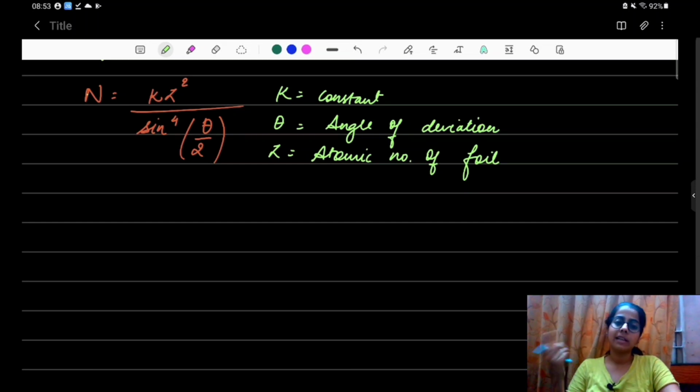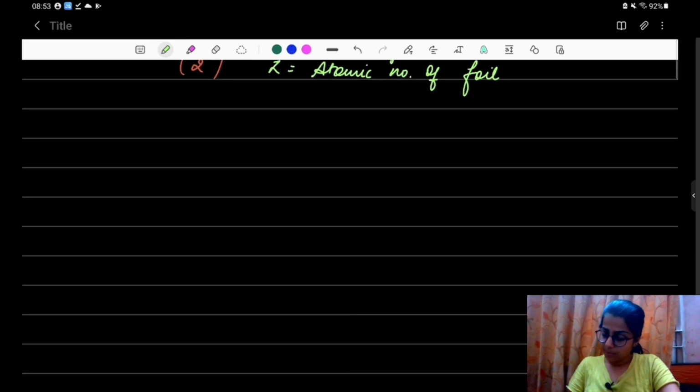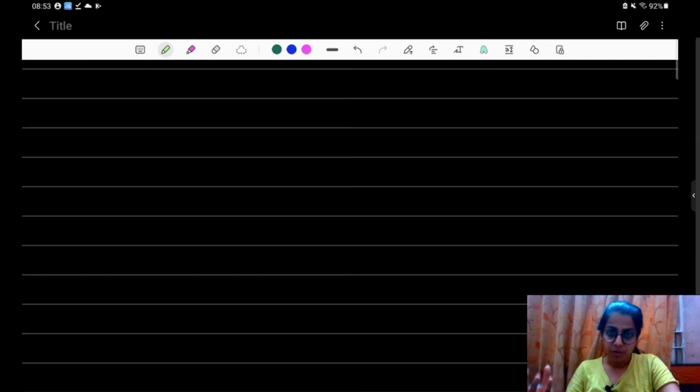So the more the atomic number, the more will be the scattering of alpha particles. So this is gold. Apart from gold, the foil can be of different materials. In that case, the number of alpha particles which scatter will be different. Now based on these observations, we will understand what conclusions Rutherford has drawn. So now we are going to understand the model.